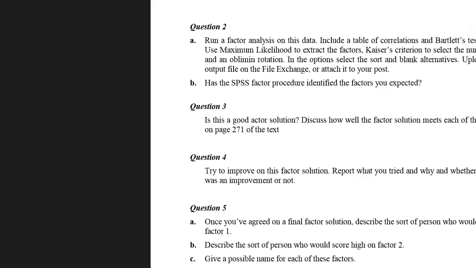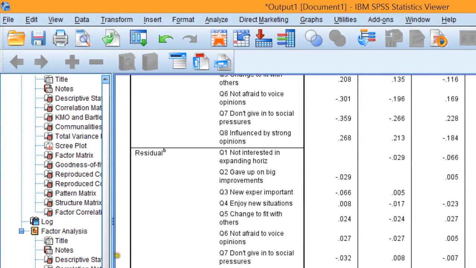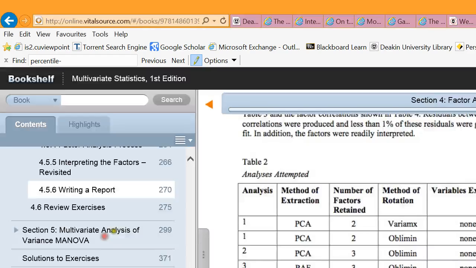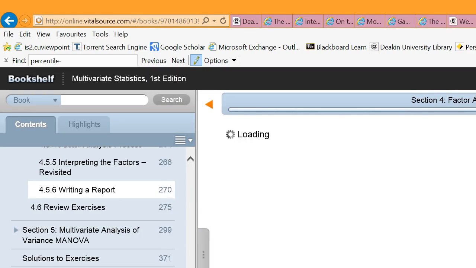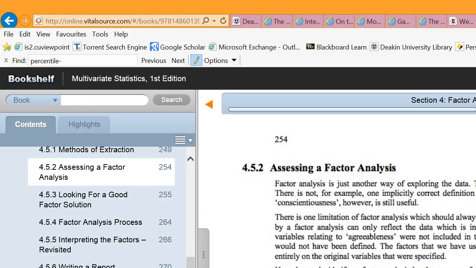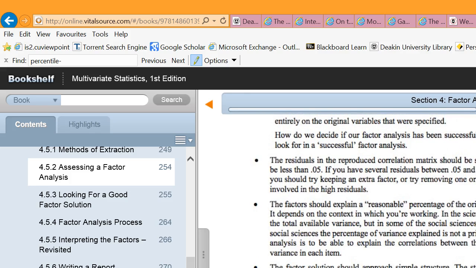Okay, so that's basically the first one. I'll go to page 254. It starts by saying the residuals in the reproduced correlation matrix. Most of them should be less than 0.05 and none should be greater than 0.1. We had one greater than 0.1, which isn't great. So that wasn't too good.